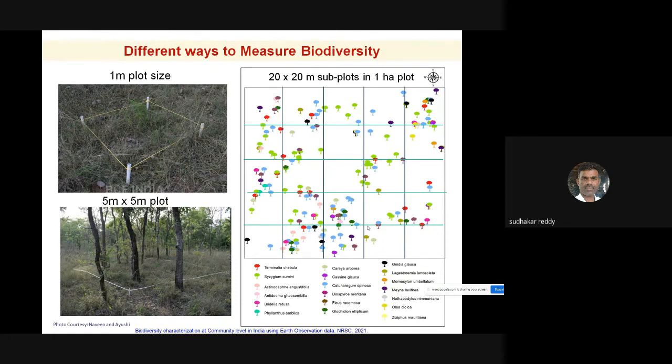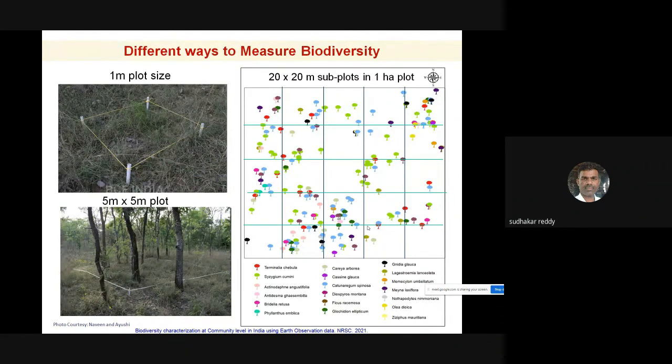This represents 25 subplots within a given place, and it will clearly show that some of the areas have high diversity and some of the areas have low diversity. Similarly, there will be a difference in biomass also.